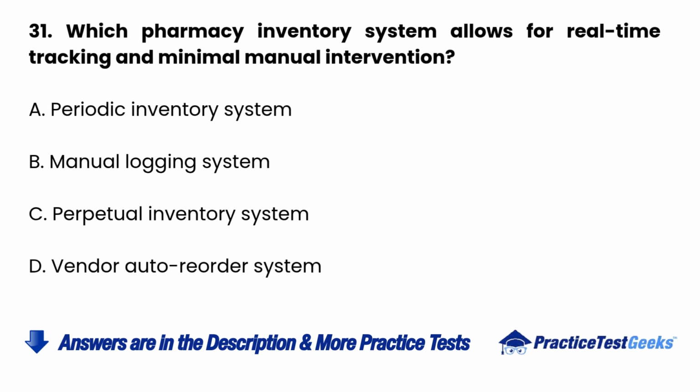31. Which pharmacy inventory system allows for real-time tracking and minimal manual intervention? A. Periodic inventory system. B. Manual logging system. C. Perpetual inventory system. D. Vendor auto-reorder system.